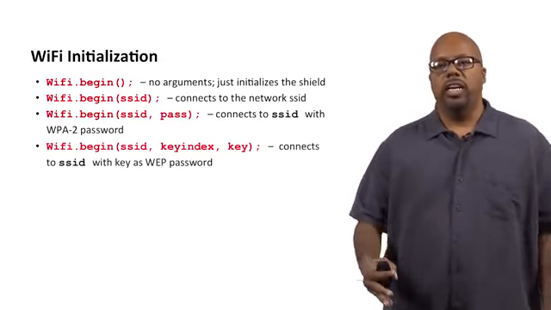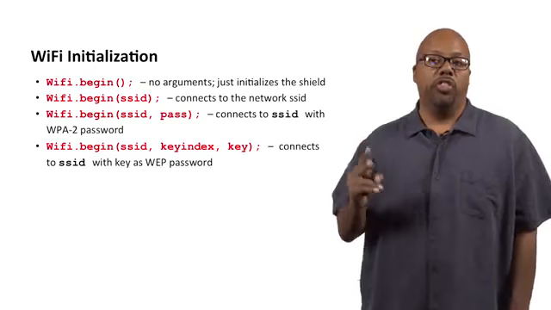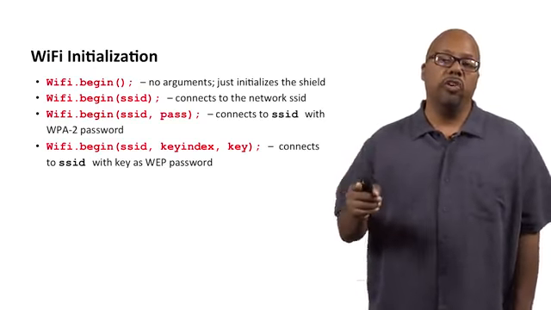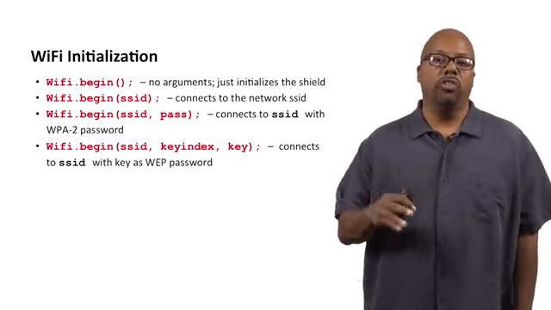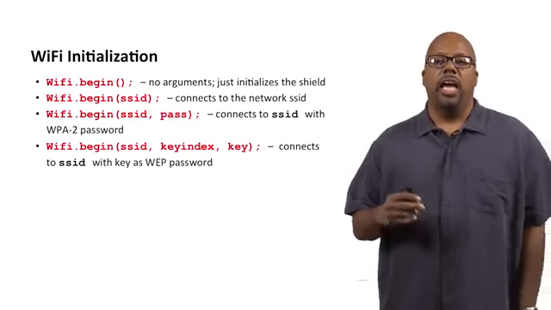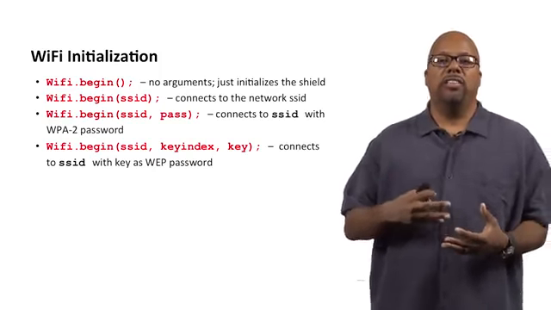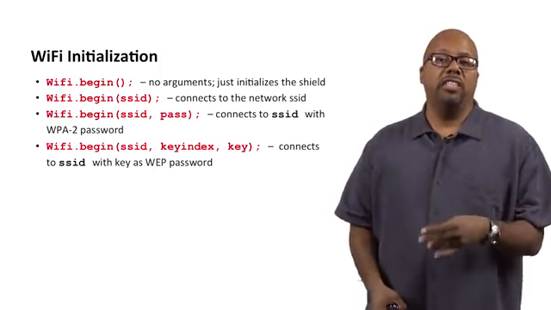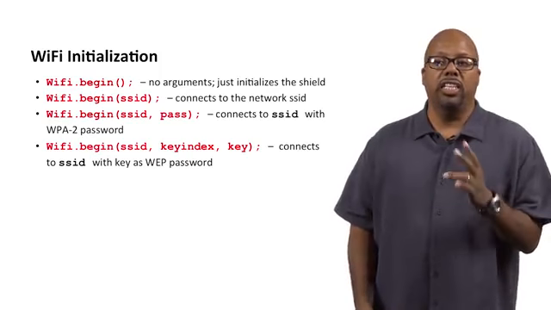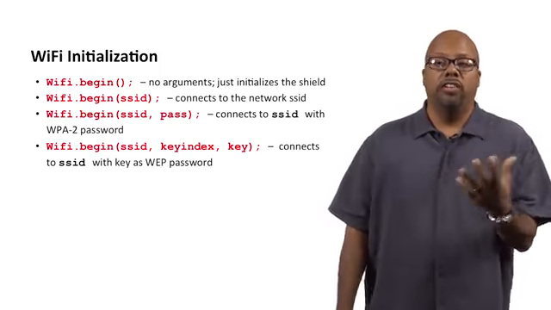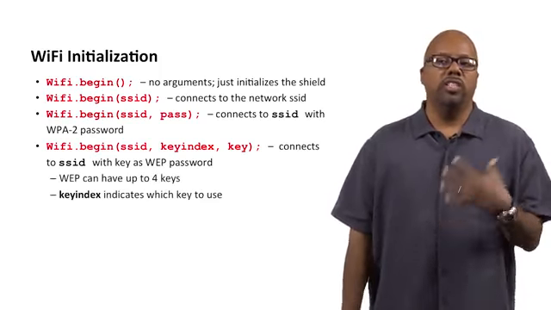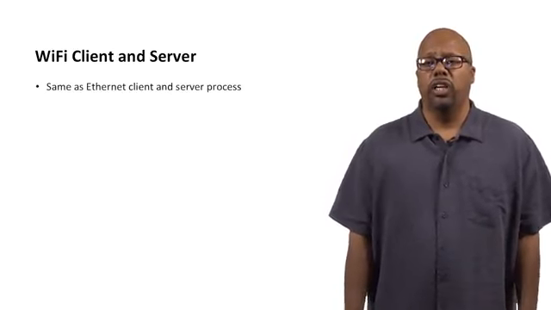Now, another way to do it is to call WiFi.begin with three arguments: the SSID, and then a key index and a key. This is used when the network uses WEP encryption. WEP encryption has several keys. You can have up to 4 different keys to choose from. So key index is going to be the number of the key that you're choosing, and then the key is effectively going to be the password that you're using to get into the network. So all 4 of these options are different ways that you can set up your connection, depending on the type of network that you're using.